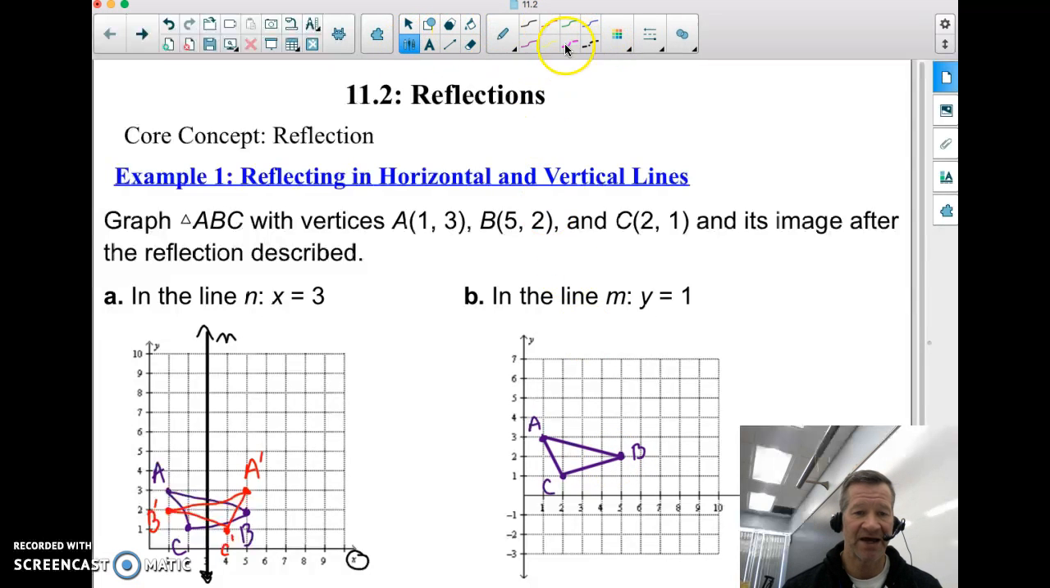Now we want to reflect that in the line y equals 1. Well, that's going to cross the y-axis at 1. So let's go right about there. Let me move that just a touch, and we should be in good shape. There, that's better. So y equals 1.